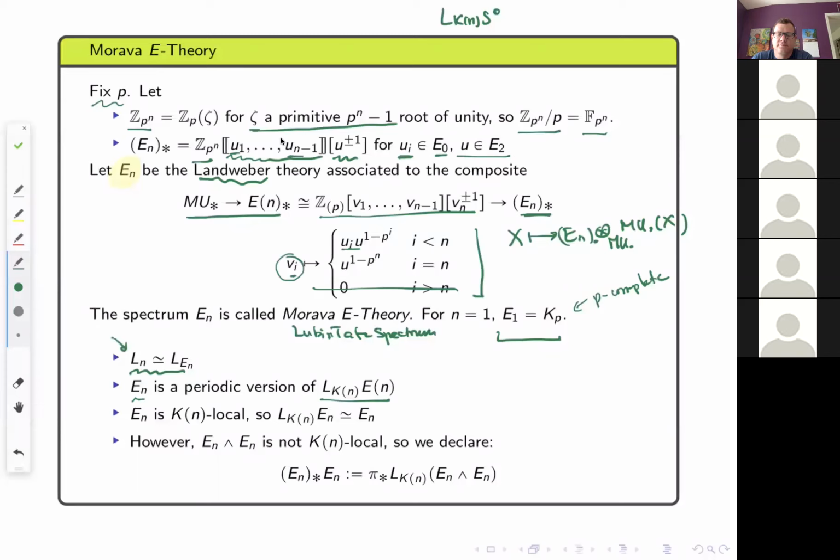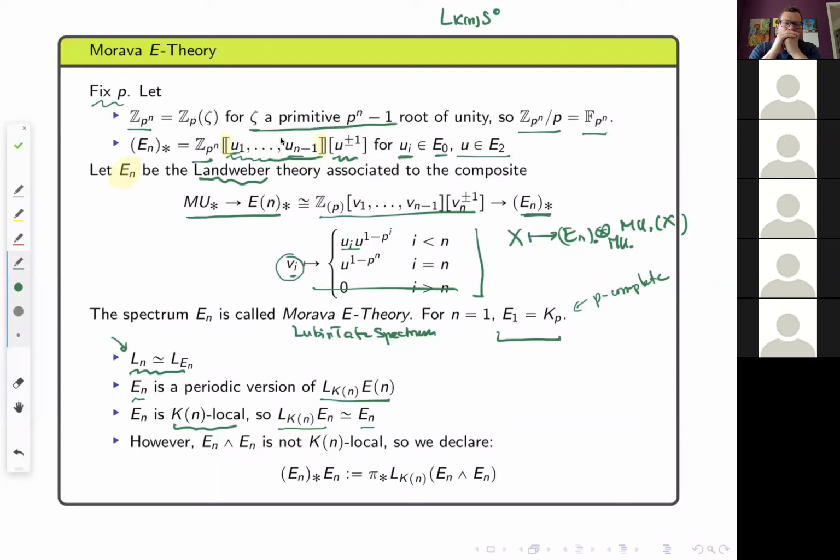Okay. So you can see that in E_n star, you've got these completions here. You've completed with respect to that. That's why I say that E_n is a periodic version of L_{K_n} of E_n, and as such, it's K_n-local. So that means that L_{K_n} of E_n is E_n. However, that doesn't mean that E_n smash E_n is K_n-local. K_n localization does not play well with smash products, except in special cases.